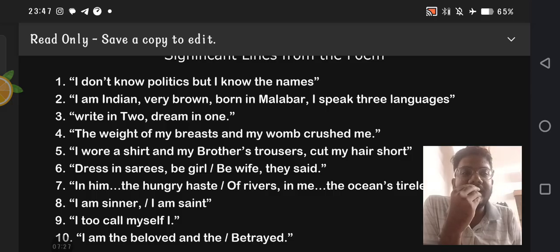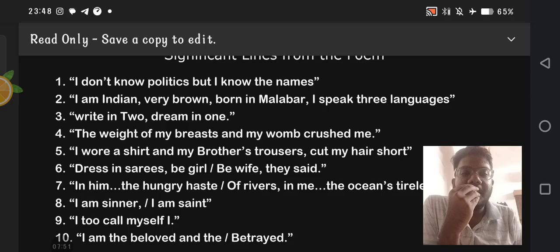Kamala Das says that she sins, she is also a holy person, like every other human being. "I too call myself I." So here Kamala Das says "I," emphasizes upon the word "I," since men call themselves "I," but women were not supposed or expected to use the same pronoun.